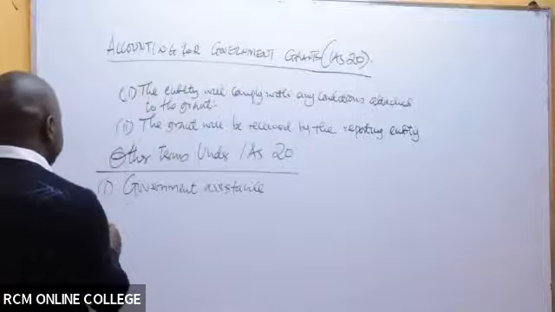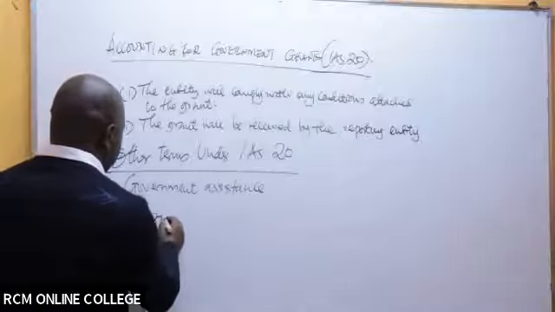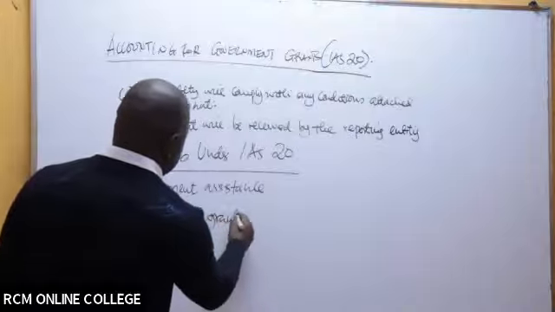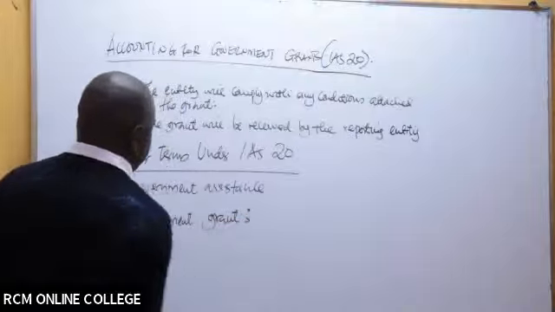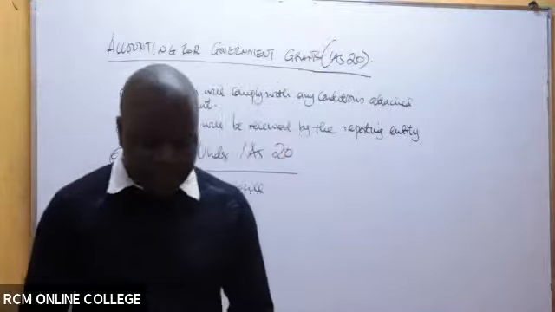So number two, maybe you can now try to define what is a government grant, differentiated from government assistance. So government grants are assistance by government.